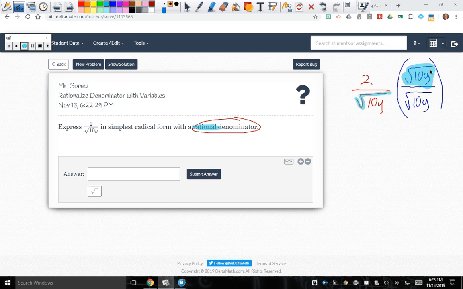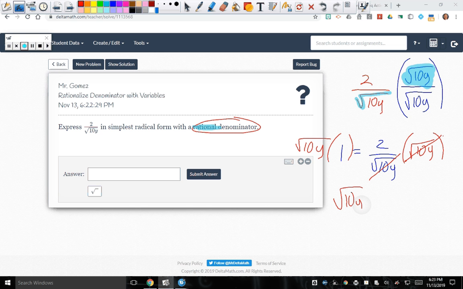Because there's no equal sign. If there was an equal sign, let's say that I had 1 is equal to 2 over root 10y, then I could multiply both sides by this, where these would cancel. And I'd be left with root 10y would be equal to 2. But I don't have an equal sign, so I have to multiply by a form of 1, because anything times 1 is still the same thing. It just looks different. Okay?